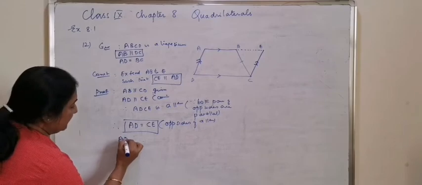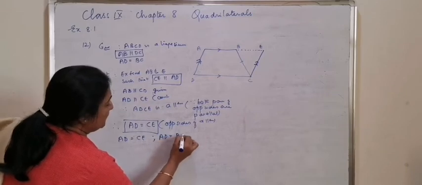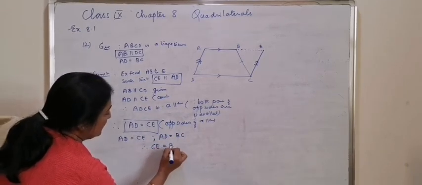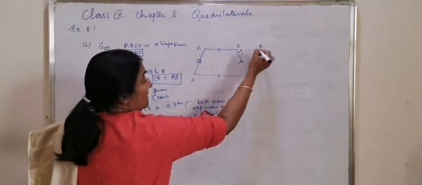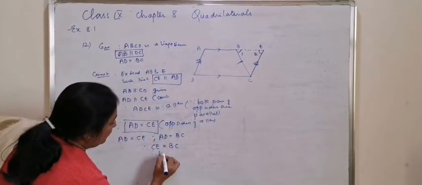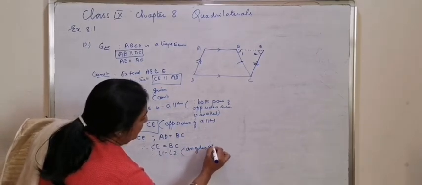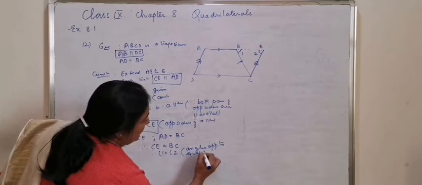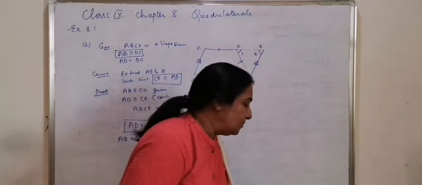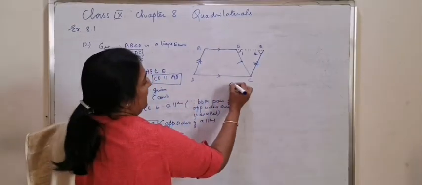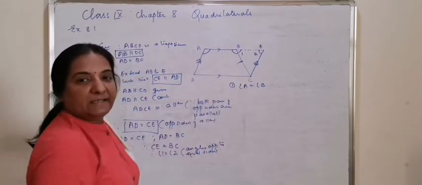So the next part is AD equal to CE, then AD equal to BC, therefore CE is equal to BC, which shows that angle 1 is equal to angle 2, the concept of angles opposite to equal sides. And now, the first part of the proof is to prove angle A is equal to angle B. We have to prove that angle A and angle B are equal.